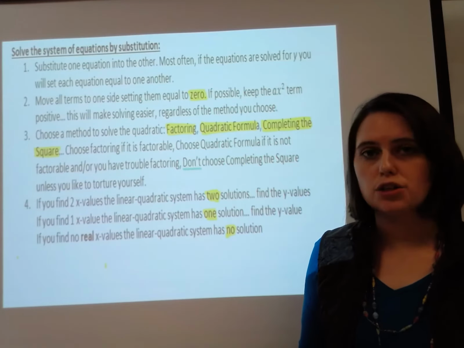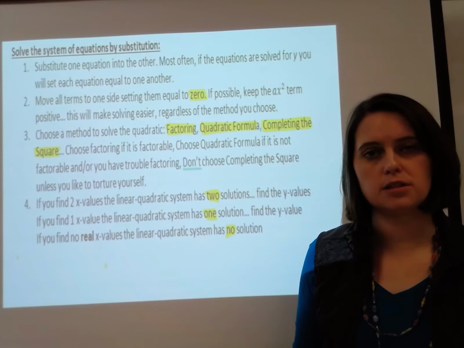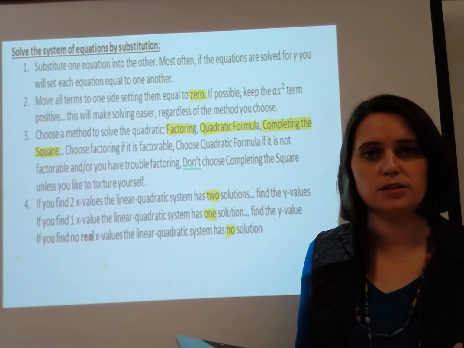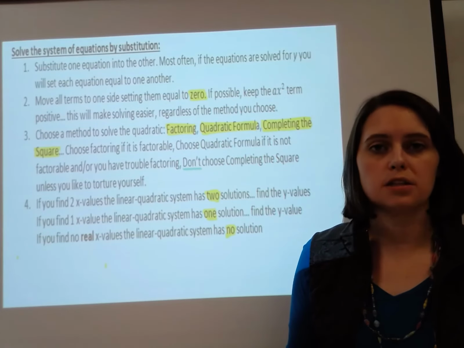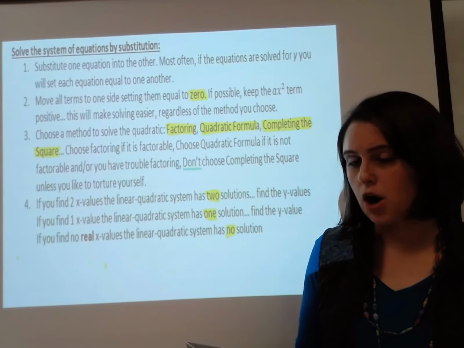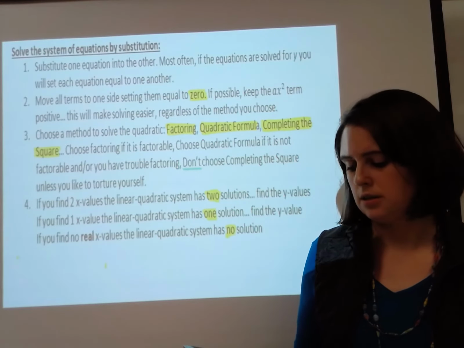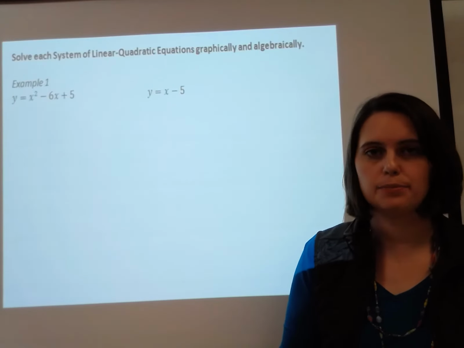If you find two x values when you solve, it has two solutions. You will then need to go find the y values. If you have one x value, it has one solution. Again, you'll need to find the y value. And if you find no real solutions, you will have no solution for the system. So let's look at an example.